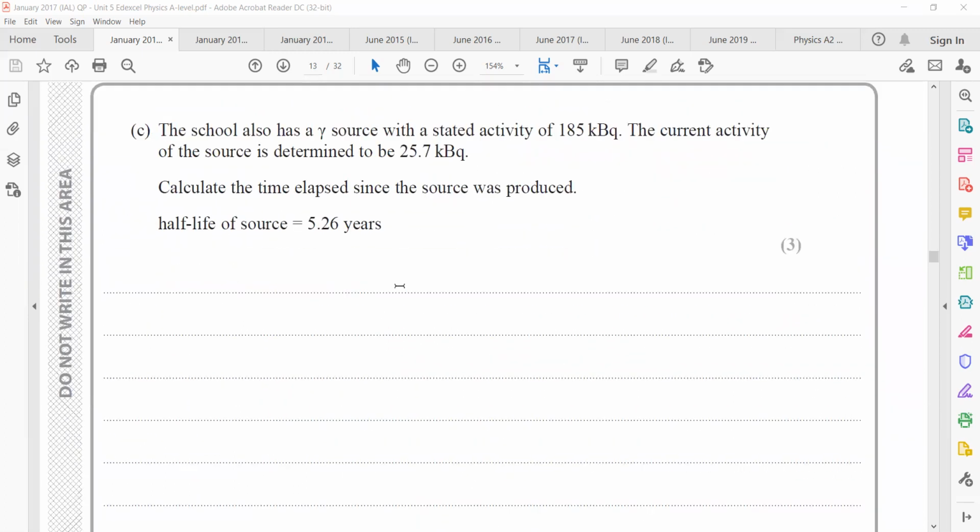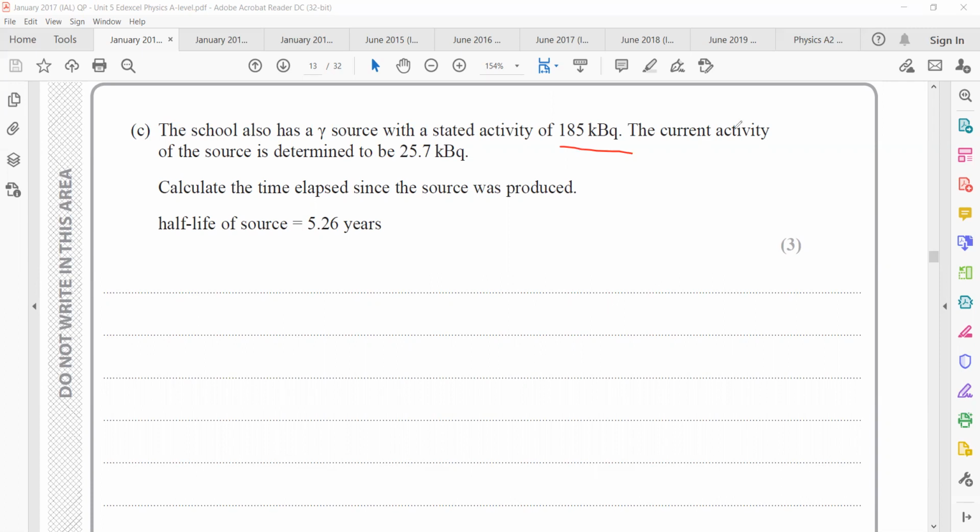The school has a gamma source with a stated activity. The activity is 185 kilobecquerel. The current activity of the source is determined to be 25.7.